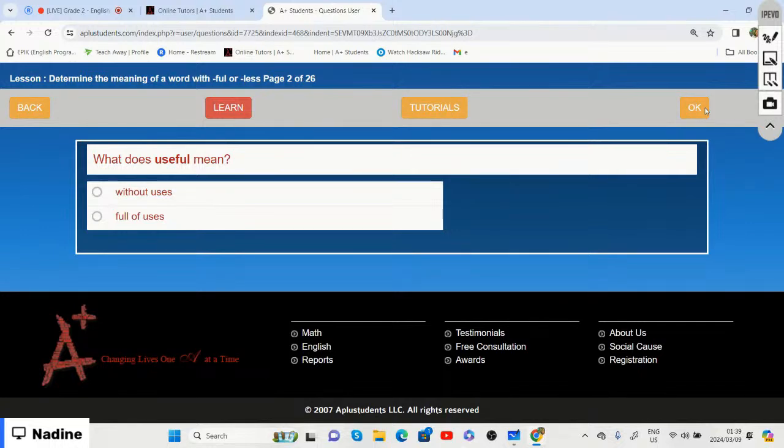And then we have the word useful. Is it without uses or full of uses? So useful, is it without uses or full of uses?